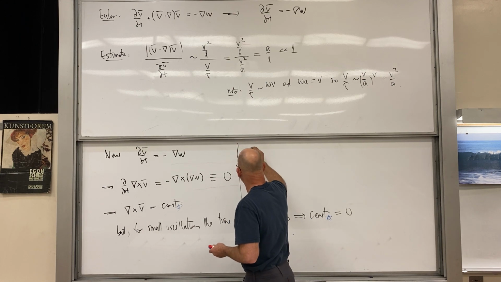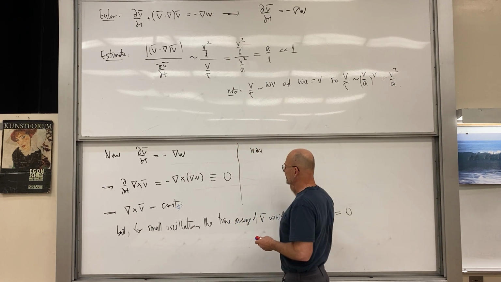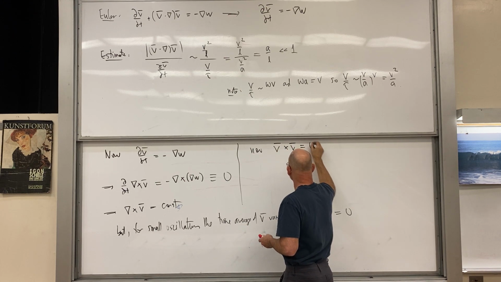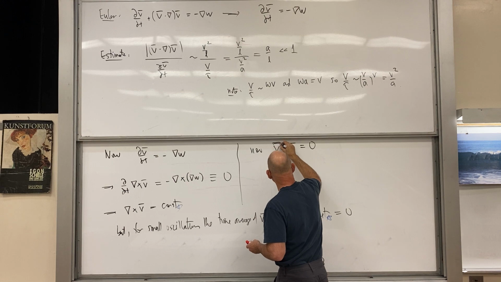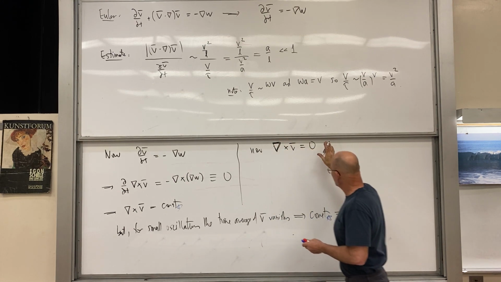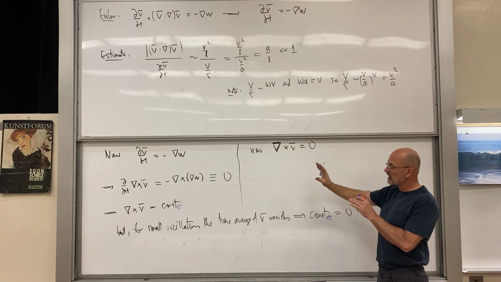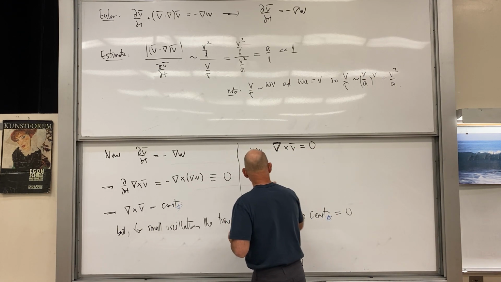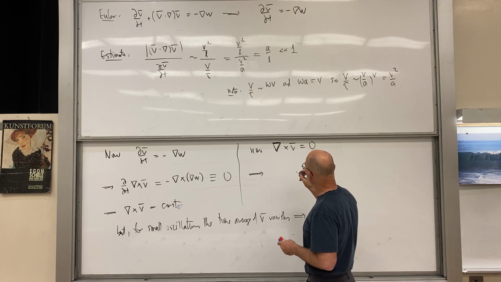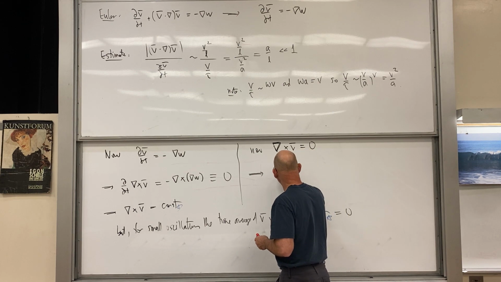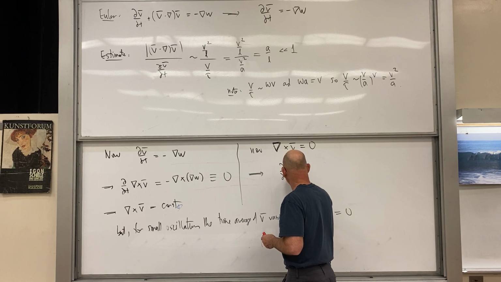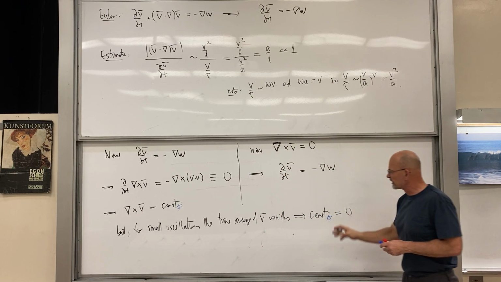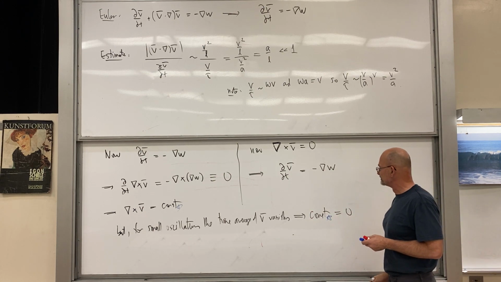Now we have what I just had up there on the board. Now we have curl of V equals 0. Curl of V is equal to 0. These small oscillation generated flows. And then we can go into Euler's equation, dV dt equals minus gradient W, and just continue on with what I had before.